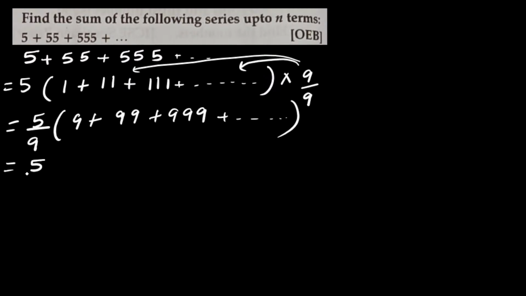5 by 9. See, in this question we just have to change the form, as the given form was not a GP. So we made certain changes. First of all, we took 5 common, then we divided and multiplied the given expression by 9. Multiplying and dividing by the same number does not make any change, as 9 and 9 get cancelled. So the original thing we didn't change. This type of change we can do, but it should be applied to both numerator and denominator. So that's what we have done.